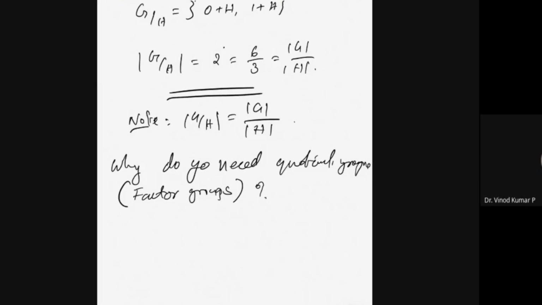In general, wherever in mathematics, like if you go to vector spaces, you have the notion of quotient vector spaces, quotient rings, everything is there. The purpose is basically to reduce your problem.